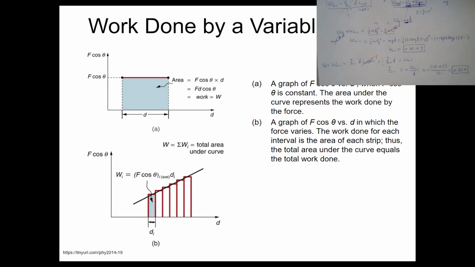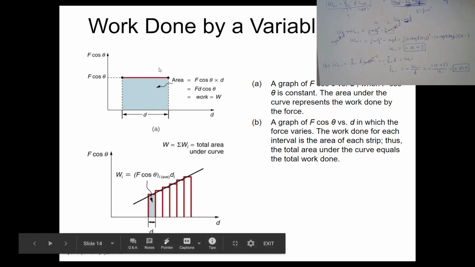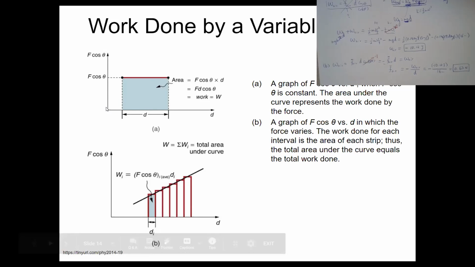So in general, if you have a varying force, you can do a graph, or we can look at the constant force first. If it's a constant force, then if you plot F cosine theta, which means the component of force in the displacement direction, versus D, then you can see work is equal to F cosine theta times D. That's actually equal to the area under this rectangular area. So if you plot F cosine theta, it's the area underneath the curve.